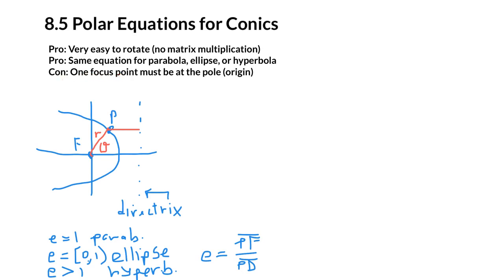But one big con, or the price that we have to pay for those two advantages, is that whenever you do a conic in polar, you need to have one focus point at the pole. That's always going to be necessary.